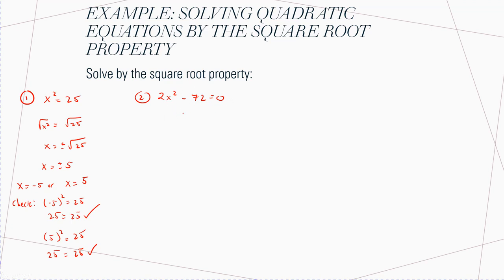So I'm going to add 72 over. I'm going to then divide by 2. And now look, I have x squared is equal to 36. So I'm going to solve by taking the square root.